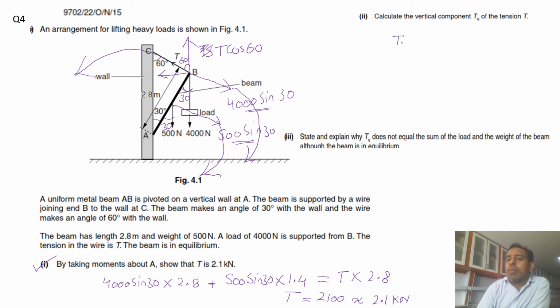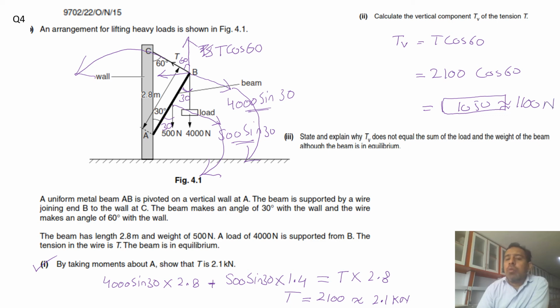So TV is equal to T cos 60, and we know that the value of T is 2100 cos 60. By solving all these things on the calculator, the answer is written somewhere here, 1050, or you can say this is 1100 Newton.